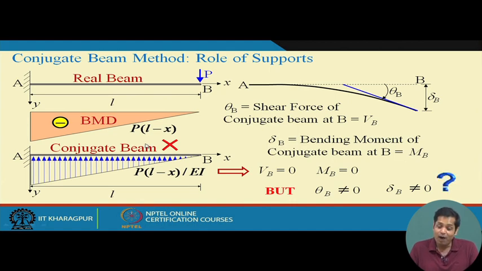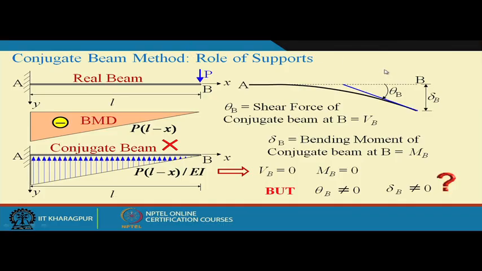So, next we will see that in order to form a conjugate beam, two steps are required. The first step is to replace the load by the M/EI diagram, and the second step is to provide the supports accordingly. It is not that the same support that we have in the real beam, we need to apply for the conjugate beam. Now, the next part is the role of support.